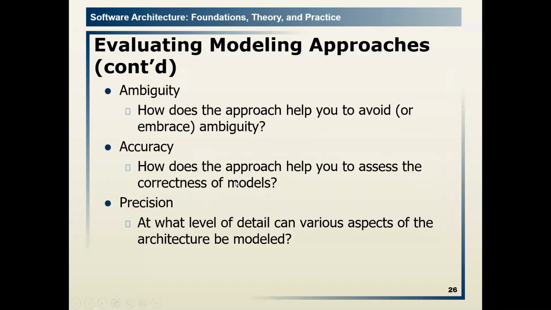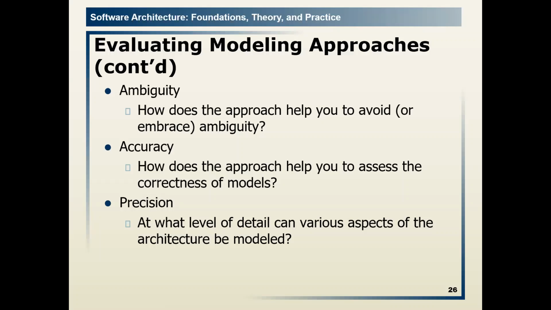Okay, so when we evaluate the modeling approaches, again, ambiguity, as I mentioned, cannot be removed completely. So you have to be careful. How does the approach help you avoid or reduce the ambiguity? And then accuracy, as you mentioned, accuracy means how correct are our models.